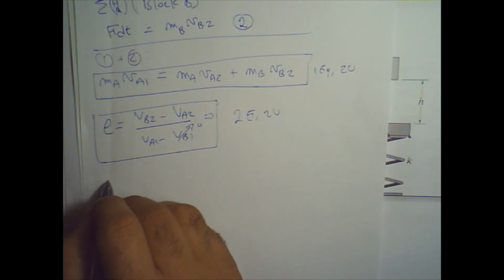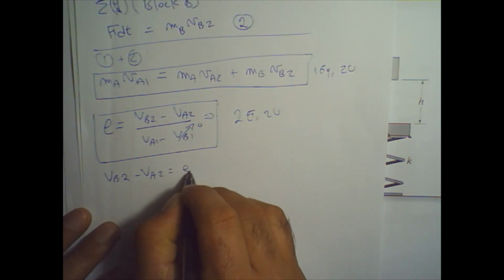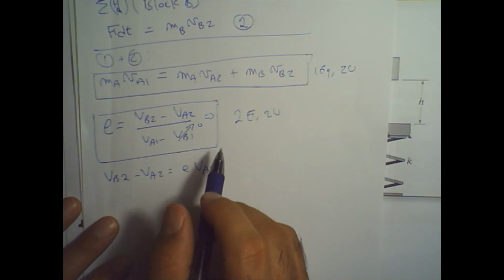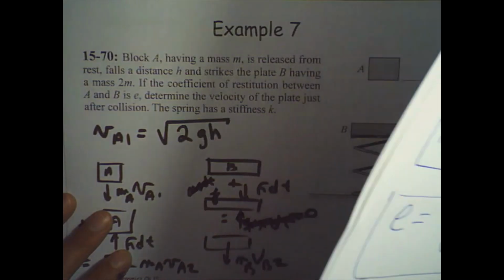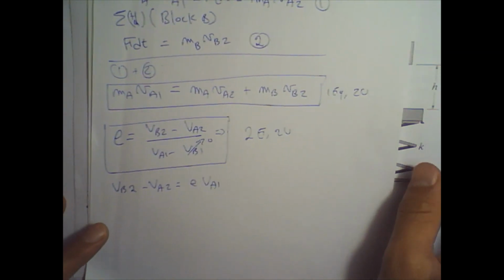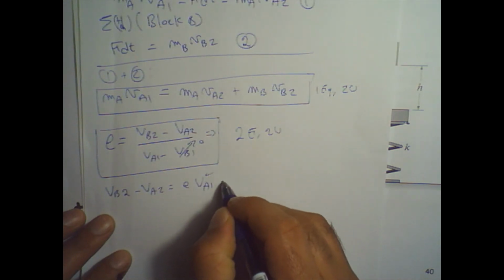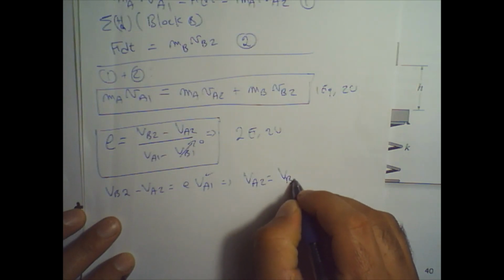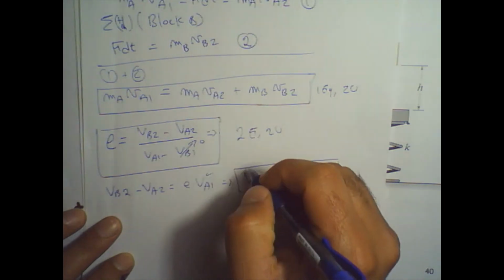So therefore, v_B2 minus v_A2 is equal to e times v_A1. The goal of the problem is to find the velocity of the plate, so the velocity of B. So we need to find v_B2, and we know v_A1, so we can replace v_A2, which is equal to v_B2 minus e v_A1. So take this and we're going to plug it right there.